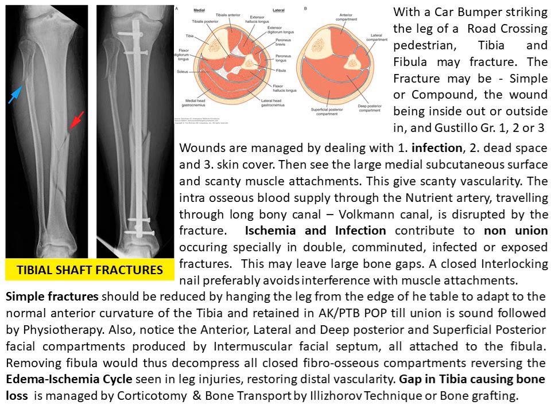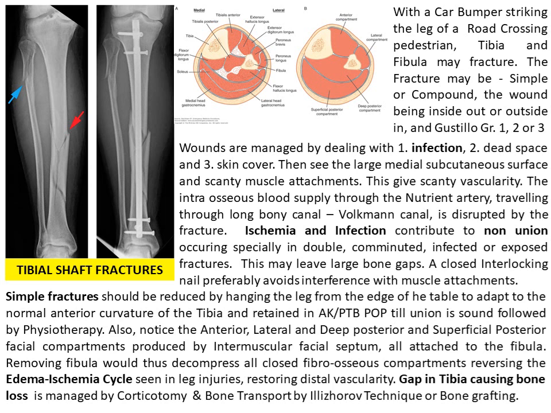There is infection, and both contribute to non-union, which is much more probable in double fractures, in comminuted fractures, in infected or exposed fractures. This may leave large bone gaps, and the internal implant which causes the least interference with muscle attachments is a closed interlocking nail, and therefore that is preferred as a treatment of fixation of tibial fractures.